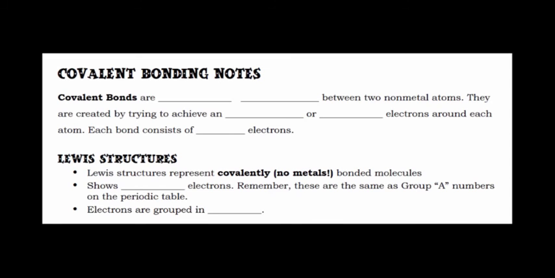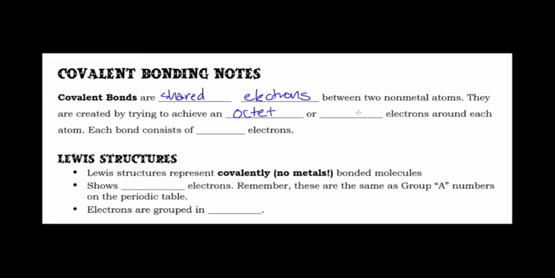Today we're going to talk about bonding, so how atoms stick to each other basically, and mainly covalent bonding. So covalent bonds are shared electrons between two nonmetal atoms, so this only has to deal with nonmetals, and they are created by trying to achieve an octet, which is a word that we've talked about in the past.